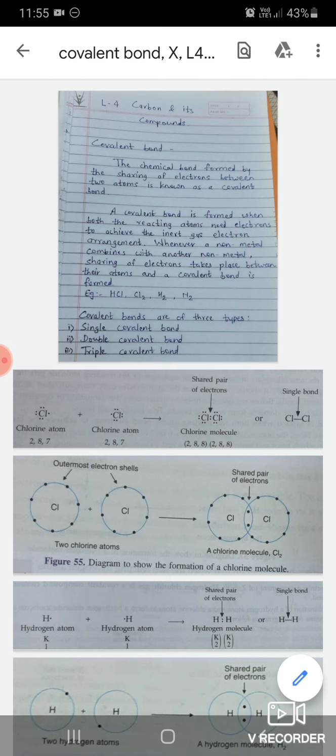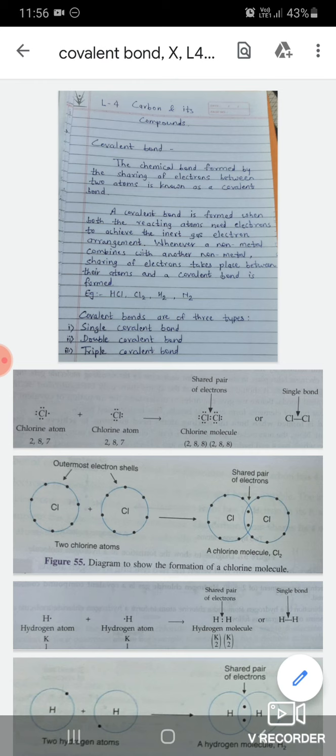Now, as I told you, covalency or covalent means sharing of electrons. The chemical bond formed by the sharing of electrons between two atoms is known as a covalent bond, and usually it happens between two non-metals. If many examples are given to you, you only have to see whether both are non-metals or not. If they are non-metals, then the bond formed is a covalent bond. If one is metal and the other is non-metal, then the bond formed is an ionic bond.